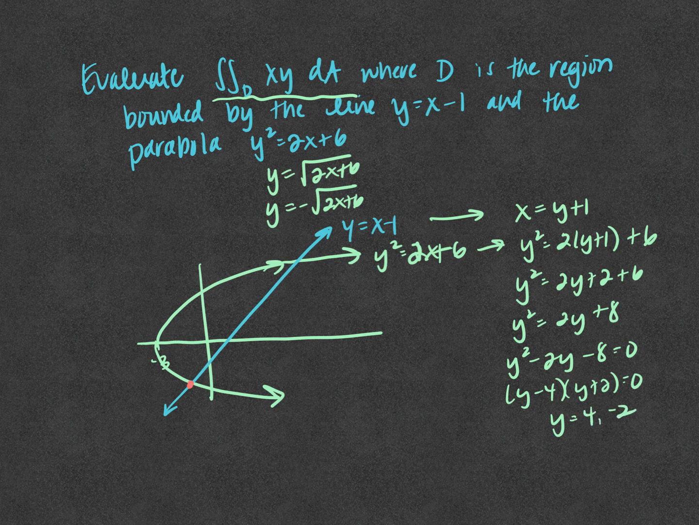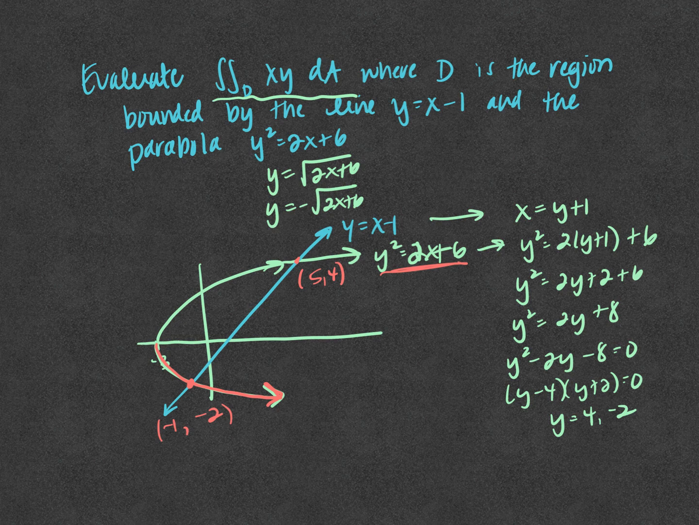So this point right here, the y value is -2, and if we plug that into the x, we get -1. So we have this point here, and then this point of intersection, the y value is 4, and 4 plus 1 is 5, so we have the point (5, 4). So these are our points of intersection. Now we're going to call this a type 2. You could call it a type 1, but then you have two different equations here. You have the red part of the parabola and the green part of the parabola if you put it in terms of x. Whereas if you put it in terms of y, you have one equation.